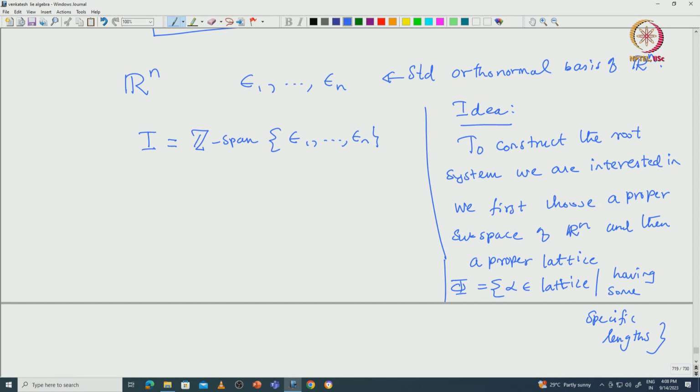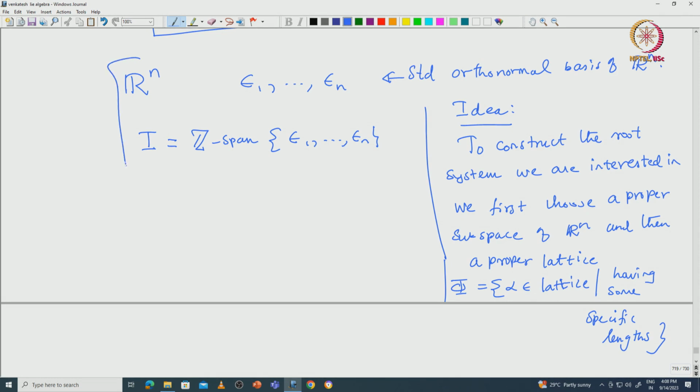If you are interested in verifying what happens to the reflections, since you have specified the lengths, the lattice will be invariant under the reflection, and these elements will have the same length. Once you apply the reflection, that guarantees that reflections leave this phi invariant. So more or less all the properties of this phi will be trivial to check, once we specify which space and which lattice you are working with. Let us see some examples, then it will be clear what I am trying to say.